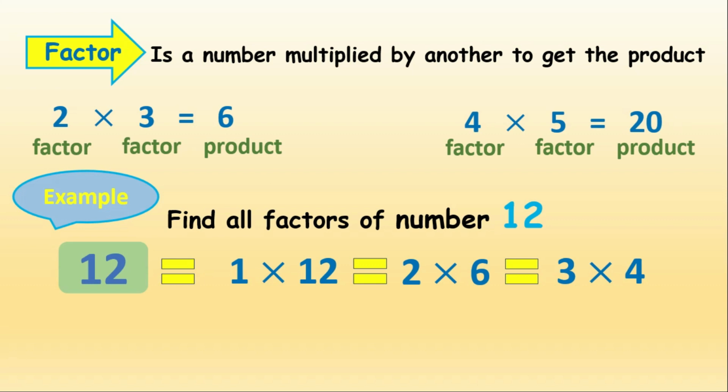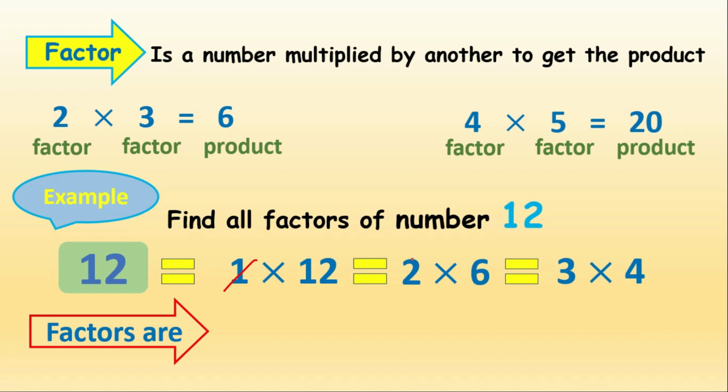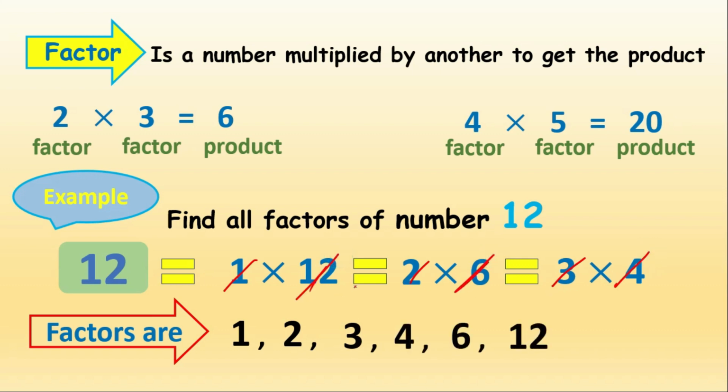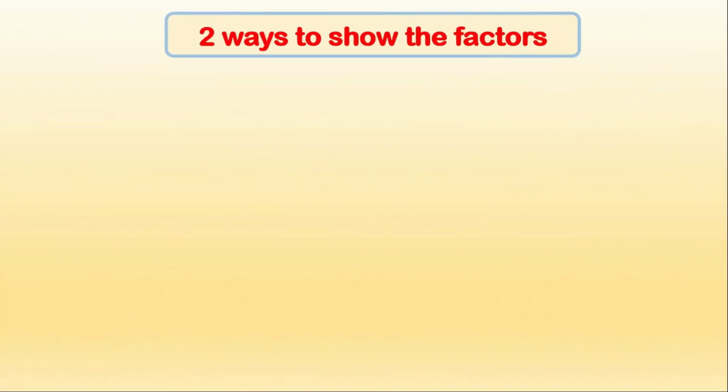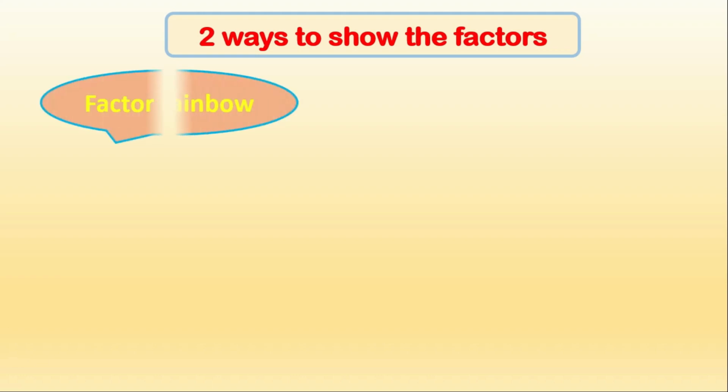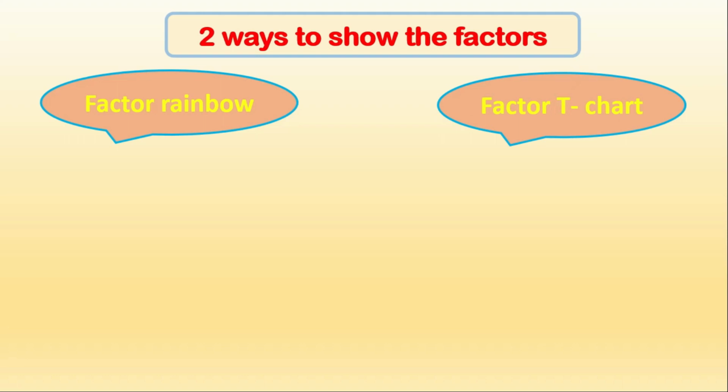So these numbers are the only factors of 12. Now, tell me the factors of 12. Factors of 12 start with 1, the next 2, and then 3, and then 4, and then 6, and then 12. These are the factors of number 12. Now let's show 2 ways to show the factors. The first way, factor rainbow. The second one, factor T-chart.